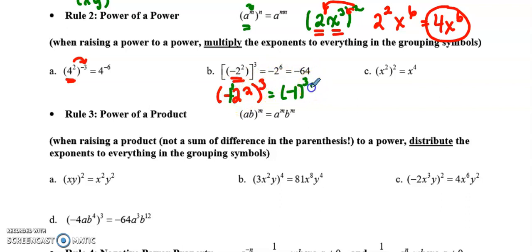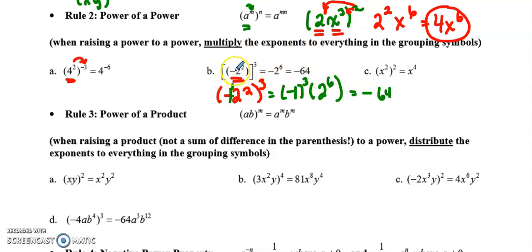2 to the second is going to be, you're multiplying the 3 times 2 to make that 6. Okay, negative 1 to the third is negative 1 times negative 1 times negative 1, which gives me a total of a negative 1. So I'm just going to leave that negative there. And then 2 to the 6 is 64. So that's why that's negative 64.